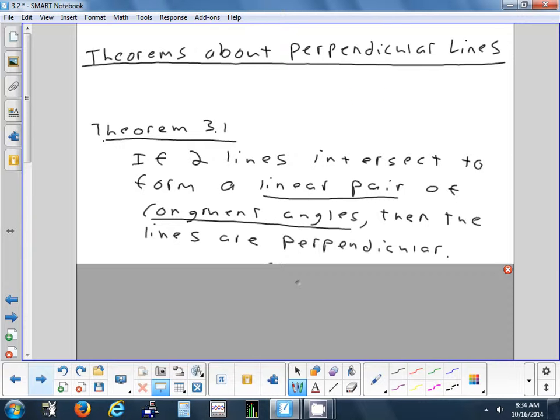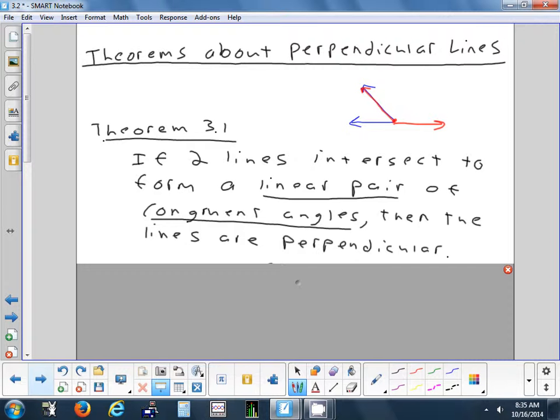If I just draw a linear pair, okay, there's one angle. Now I have to have another angle that shares a side, shares a vertex, and the ray that they don't share has to point in the opposite direction. So the blue angle and the red angle, those are a linear pair.